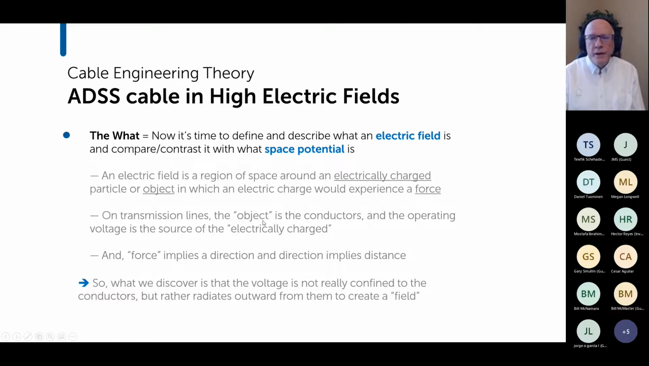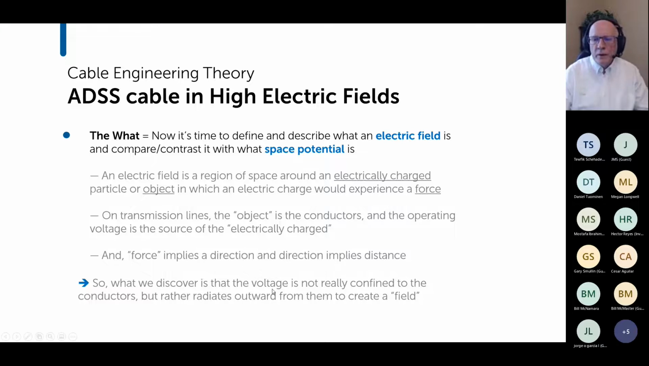On transmission lines, the object, this electrically charged particle or object, is the conductor with an applied operating voltage on it. And that operating voltage itself is the source of the electric charge that's making the electrons want to move. And when we talk about a force or a feeling that you want to move, that implies that there's both a direction on the particle, meaning which changes it into a vector, and over some distance. And we'll talk about why that's important.